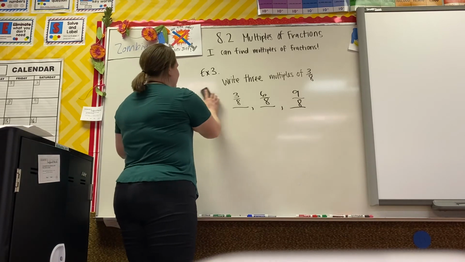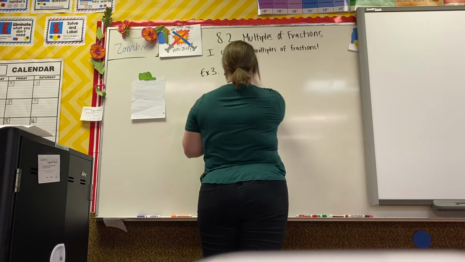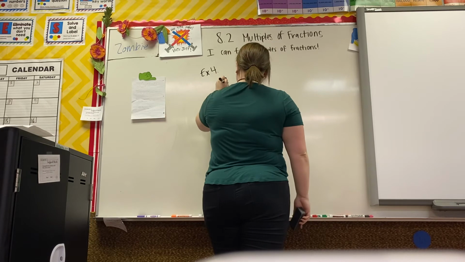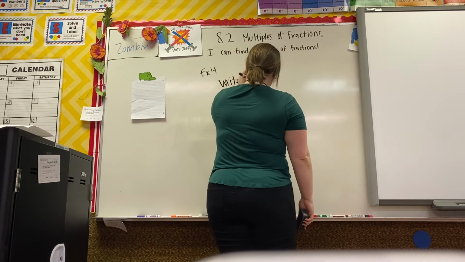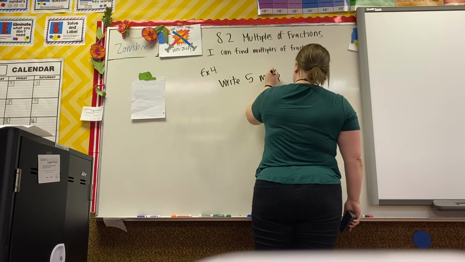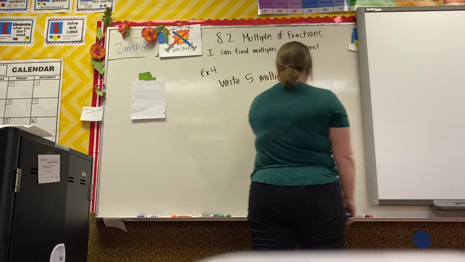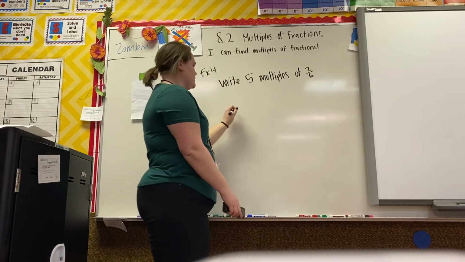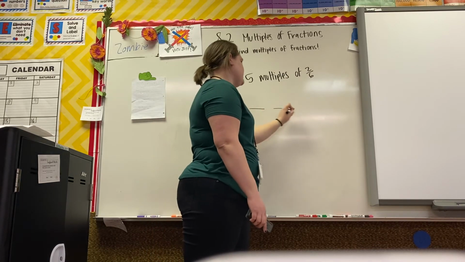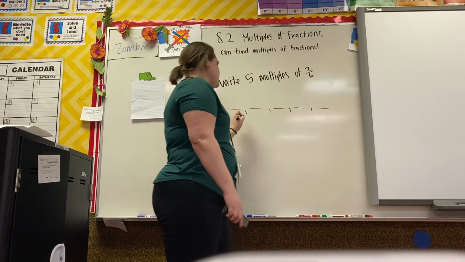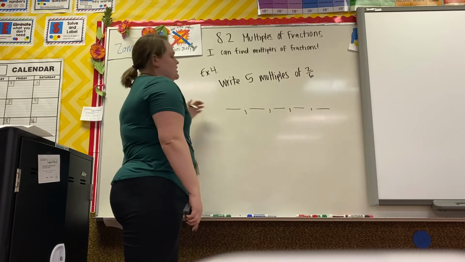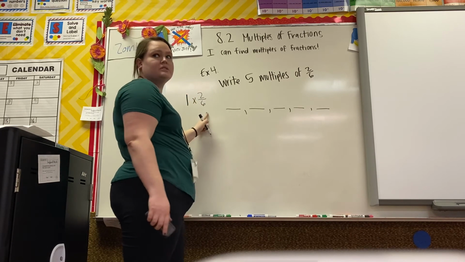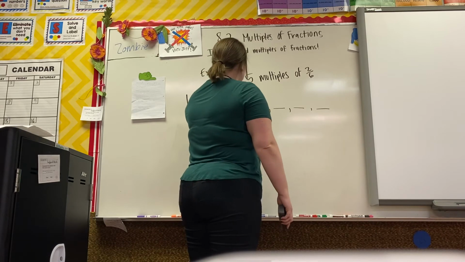Okay? For example number 4, we're going to do something similar. We're going to write 5 multiples of 2/6. So this time you need to go 5 times. 1, 2, 3, 4, 5. So you need 5 multiples of 2/6. So I'm going to start with 1 times 2/6. 1 times 2/6 is 2/6.